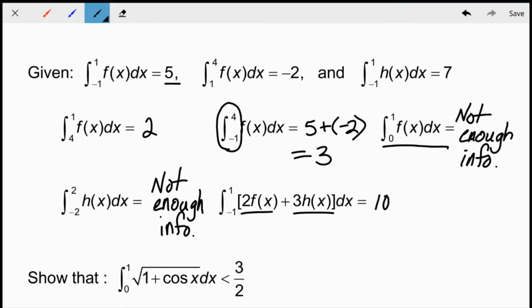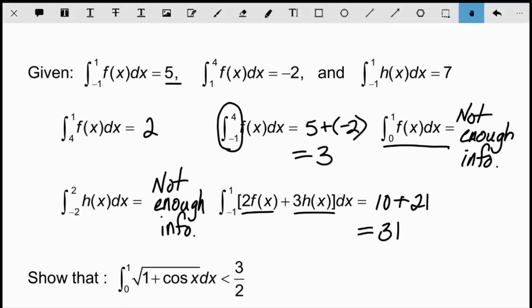And then I'm going to multiply the integral of h(x) from -1 to 1 by 3, and that would give me 21. So in the end, I'm going to end up with 31. Okay, so those properties are pretty simple. Like I said, the main thing is you can only use the properties that are defined. You can't create things based on what you think might be true. You can only use things if you're 100% certain that they are true.